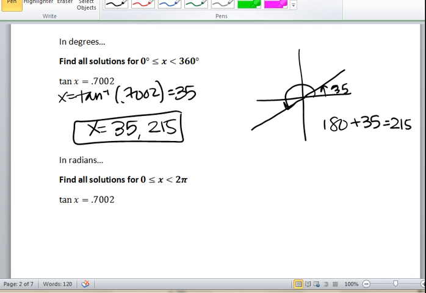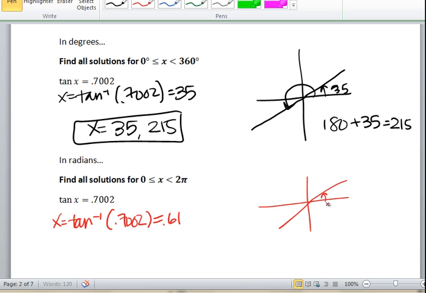Okay, let's do the radians. So x is equal to inverse tan of 0.7002, and that gives me 0.61 radians. Again, that's in the first quadrant, right? Picture looks exactly the same. That's my 0.61 radians. How am I going to get to here?